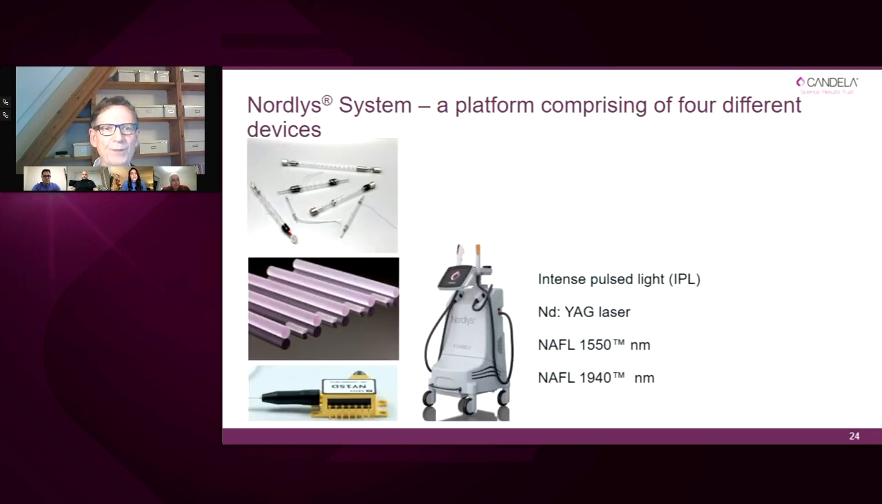The Nordlys comprises 4 different devices. First of all, intense pulsed light, which is flash lamps. I'm going to go into detail on that in a moment. It contains a neodymium YAG laser, a non-ablative fractional laser at 1550 nanometers, and a non-ablative fractional laser at 1940 nanometers, as we can see here.